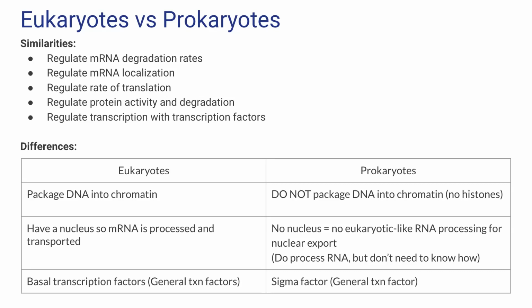Eukaryotes have a nucleus, so mRNA is processed and transported out of the nucleus, whereas prokaryotes don't have a nucleus, so there's no eukaryotic RNA processing for nuclear export. It's totally unnecessary. They do process their RNA, but you don't need to know how. And then they also differ in their main type of general transcription factor. Eukaryotes have basal transcription factors and prokaryotes have sigma factors.